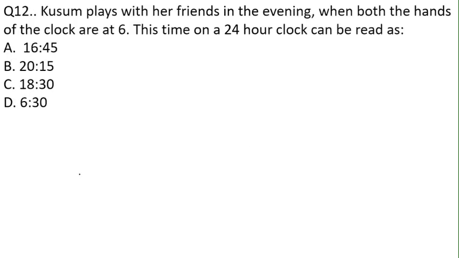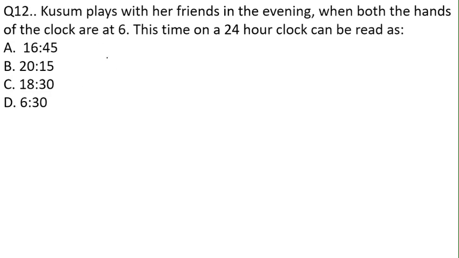Kusum plays with her friends in the evening when both the hands of the clock are at 6. This time on a 24-hour clock can be read as: option A is 1645, option B is 2015, option C is 1830, and option D is 630.